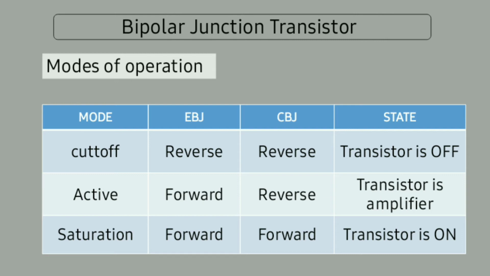Depending on the bias condition, that is forward or reverse, different modes of operation of BJT are obtained. Here, as listed, in the cutoff mode, both junctions EBJ and CBJ are in reverse bias, so the transistor is in off condition. In the active mode, the EBJ is in forward bias and CBJ is in reverse bias. The transistor acts like an amplifier. In saturation region, both EBJ and CBJ will be in forward bias condition, so the transistor is in on condition.